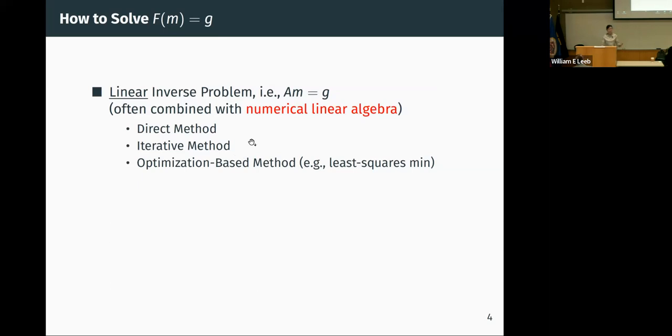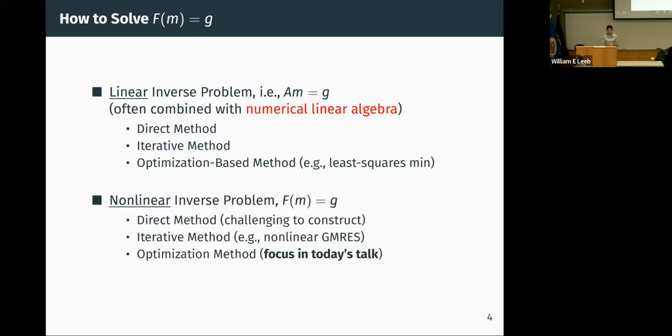So in this regime, we really need a lot of ideas from numerical linear algebra, and borrow all types of fast and stable numerical algorithms. The third method, more widely used to solve linear inverse problems, is optimization-based methods. The most well-known is least squares minimization. We reformulate the problem of solving Am = g as minimizing the difference between Am and g, most likely in the L2 sense.